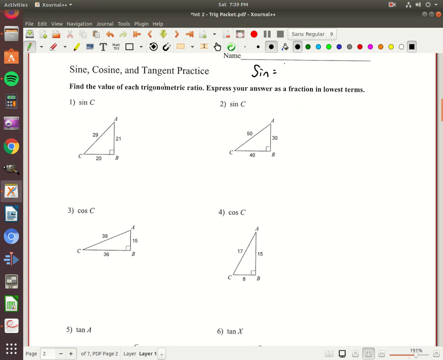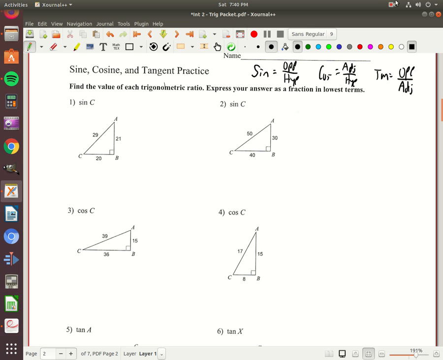Sine is opposite over hypotenuse. Cosine is adjacent over hypotenuse. And tangent is opposite over adjacent. I would strongly encourage you to write this down. Hopefully you guys have this in your note page.